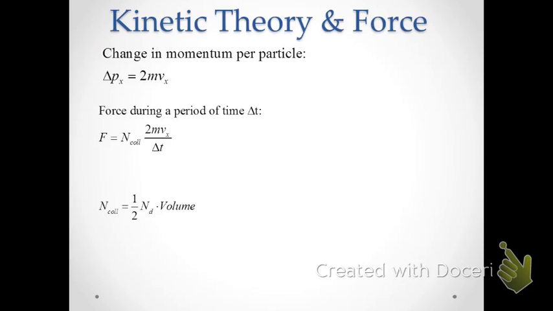Alright, so now we've got the force imparted per collision. We now need to figure out the total number of collisions. And that's going to be equal to this expression here, where we take n sub d, which represents the number density, and multiply it by the volume of the container. That number density times the volume will give us the number of particles, and then we're going to multiply it by 1/2.